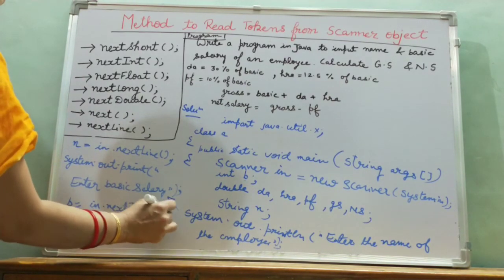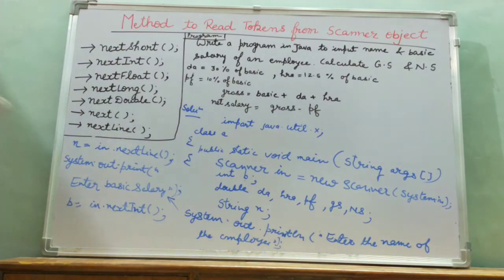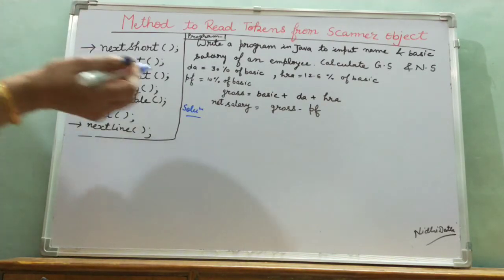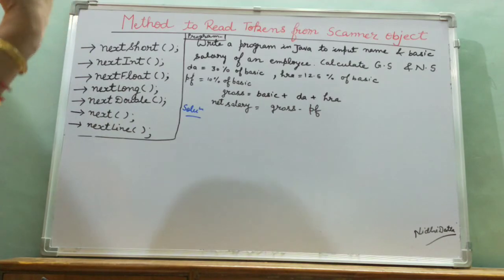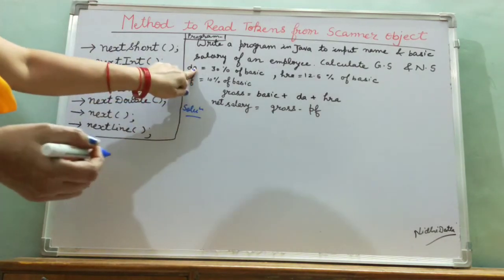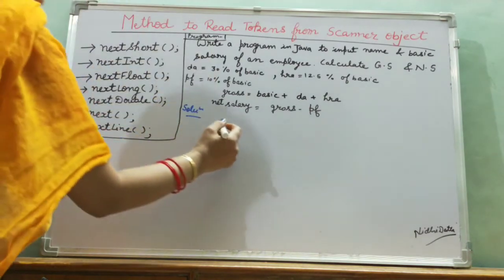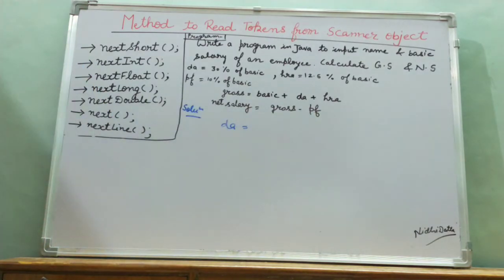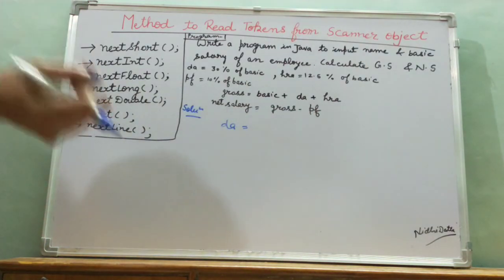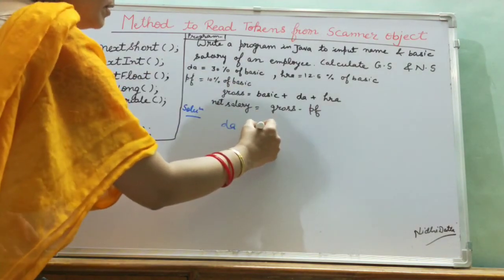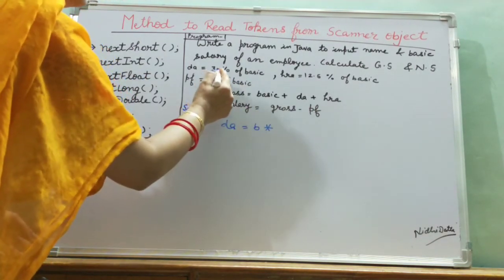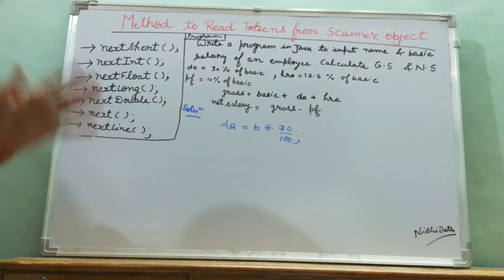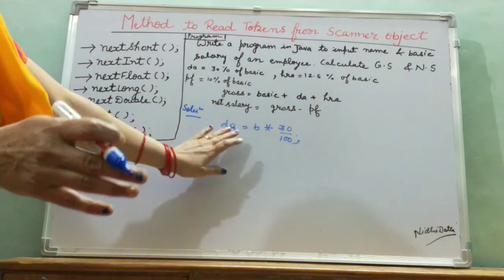Next, int. The rest of the program I am writing. Wait a minute. After entering the basic salary, we can calculate the percentage of dearness allowance on the basic salary. The formula for this is dearness allowance, DA, is equal to, how can we calculate it? Dearness allowance is equal to basic salary and percentage. Basic salary is stored in the B variable, then multiplied by the percentage; here dearness allowance of 30% is given, so 30 upon 100. Then it will calculate the dearness allowance on the basic salary and store it in the DA variable.